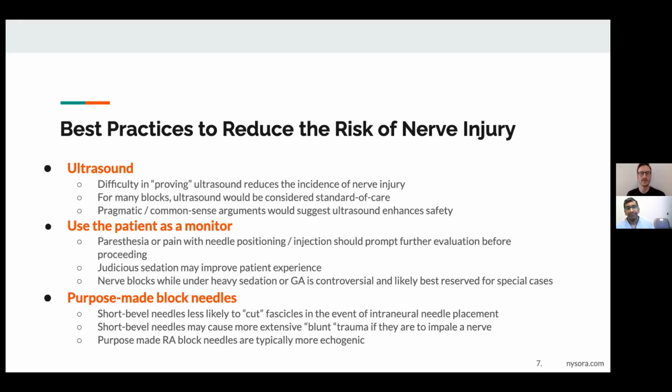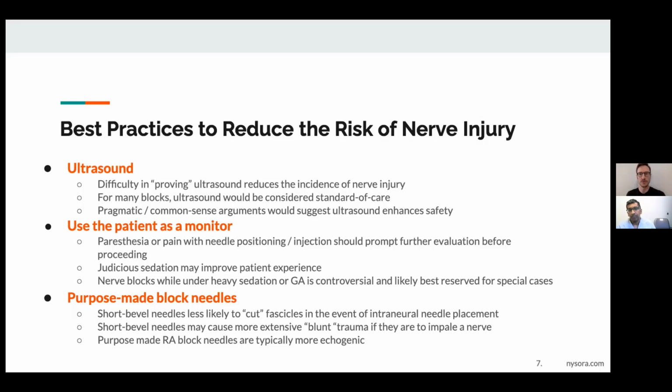But from a common sense, pragmatic point of view, most of us would recognize that if we can see the anatomy in real time and see the needle moving within the tissues, that inherently should increase safety as well as efficacy of what we're doing. Using the patient as a monitor. So certainly if we're putting a needle in and attempting to do a block and a patient's experiencing paresthesias or severe pain, that should be a sign to reposition the needle or reevaluate what we're doing before proceeding any further, before injecting a volume of medication.